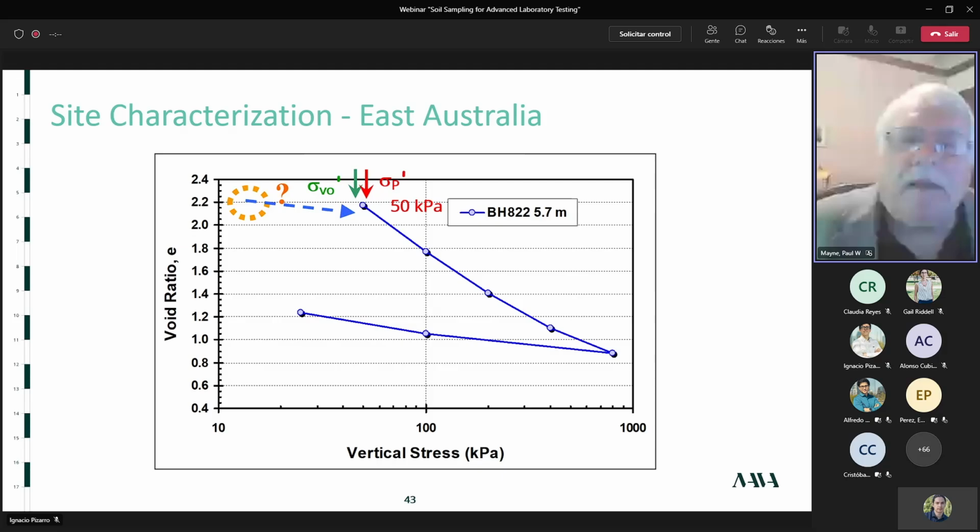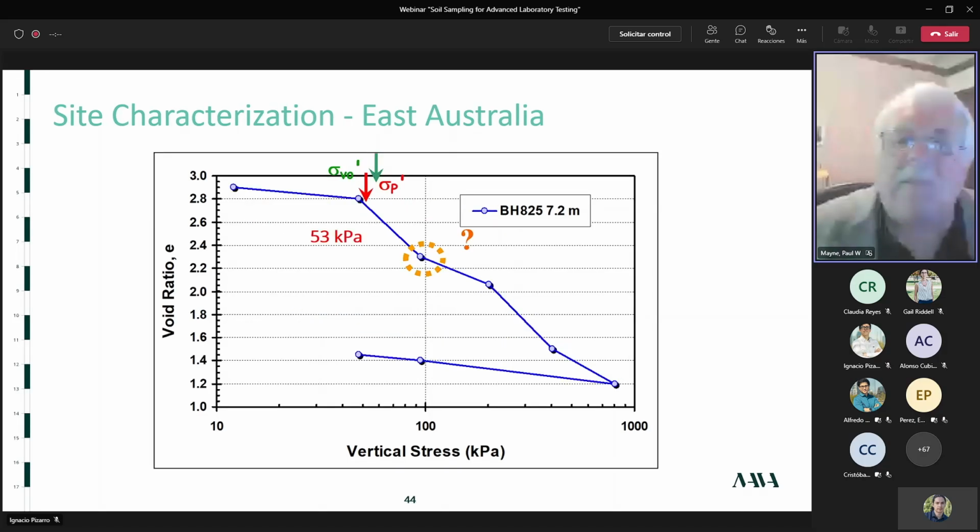Here we go. Here's the effective vertical stress, and the curve doesn't even start at that point. And then they're interpreting a preconsolidation stress of 50 kPa, and I don't see it. I mean, that's the first load increment they put on there. So I'm not feeling very comfortable about the quality of the lab, and the quality of the samples in this case. Next. Here's another example. This is the 3rd sample at 7.2 meters.